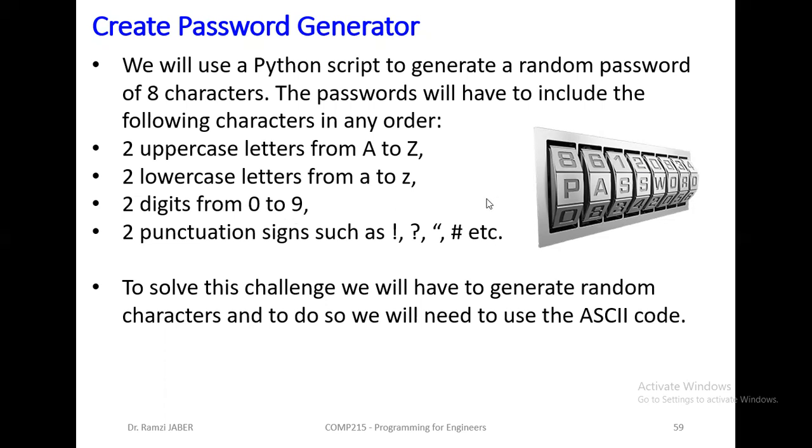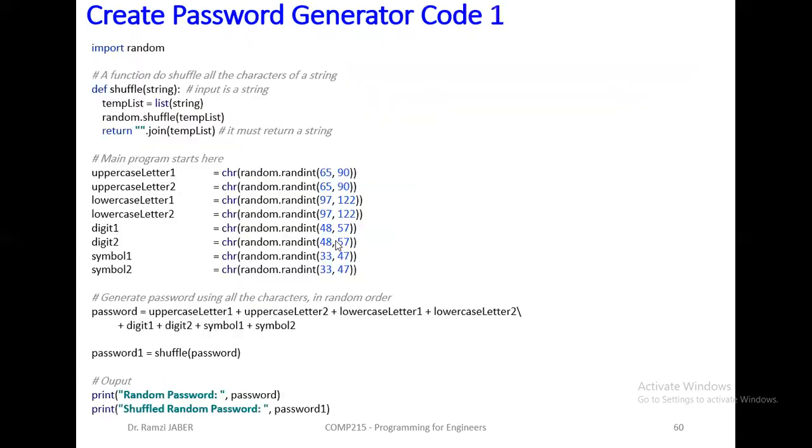I want to create a password generator. Okay? Click one button, and this button will create for me 8 characters: 2 uppercase, 2 lowercase, 2 digits, and 2 symbols. So this is the code. Import random. We must define a shuffle. When you click another time, we'll get another password. So shuffle string, temporary list string, random dot shuffle, temp list. Here, this list is shuffled.